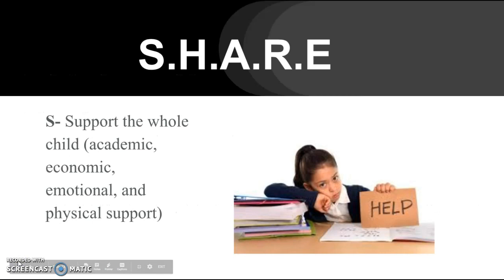In Chapter 4, S stands for supporting the whole child. As educators, we should support our students without discrimination in our classroom. Jensen said, when kids are preoccupied with essential safety and relational issues, they cannot focus on academics. That's why it is our job to support our students if we want them to perform better.